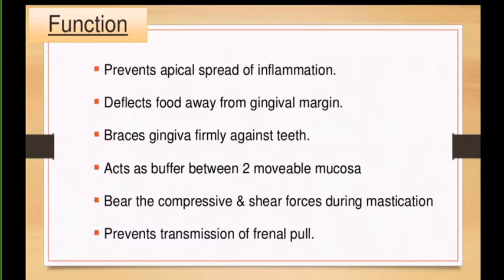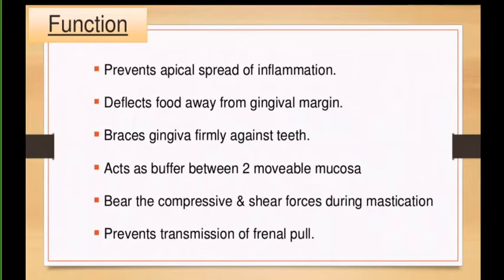It prevents the apical spread of inflammation. Now see, if you can imagine a tooth, and you have gingiva around that tooth. What is there around the CEJ, the neck of the tooth? We have the sulcus, okay. Is the sulcus tightly attached to the tooth? No, it is like a pocket. Then we have attached gingiva, which is tightly adherent to the tooth. Then we have alveolar mucosa below that. Alveolar mucosa is mobile and it is non-keratinized.